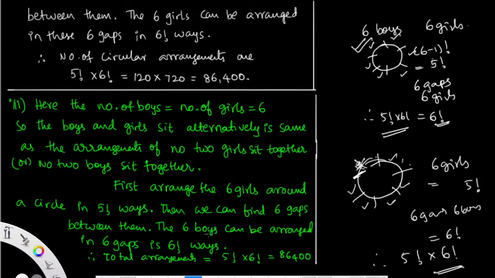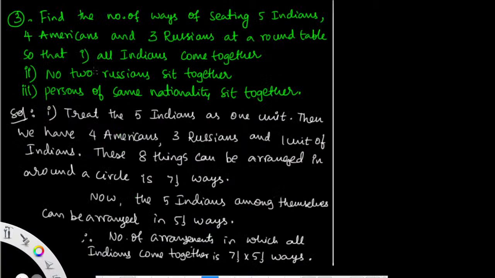So first we arrange the 6 girls around a circle in 5 factorial ways. Then we find 6 gaps. In these 6 gaps we arrange the boys, which is 6 factorial ways. The total answer is 5 factorial into 6 factorial ways. This is question number 2. Then go to question number 3.